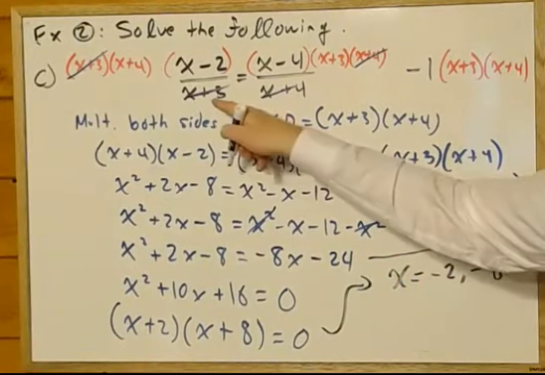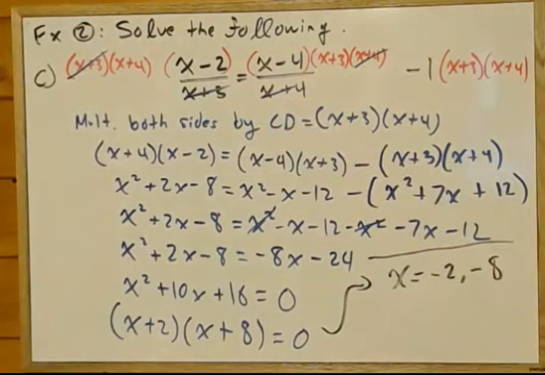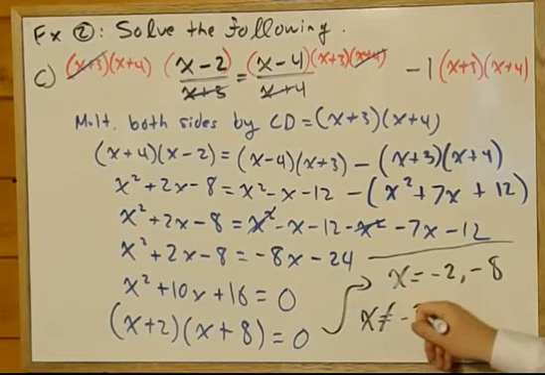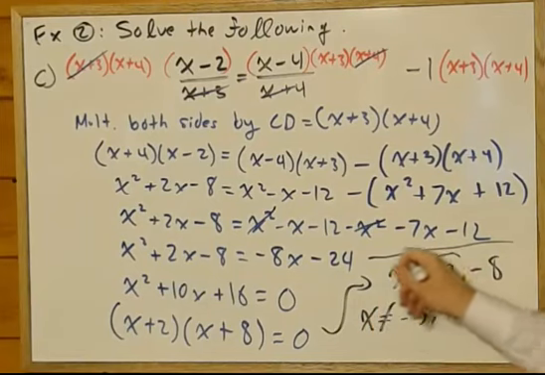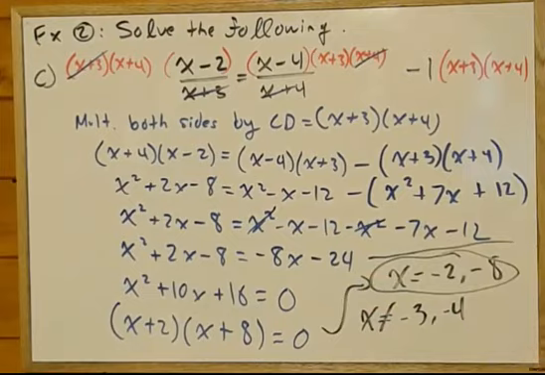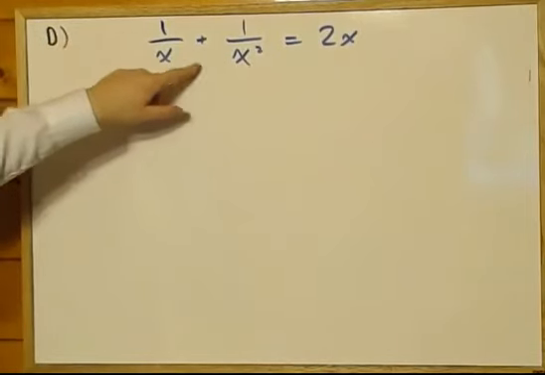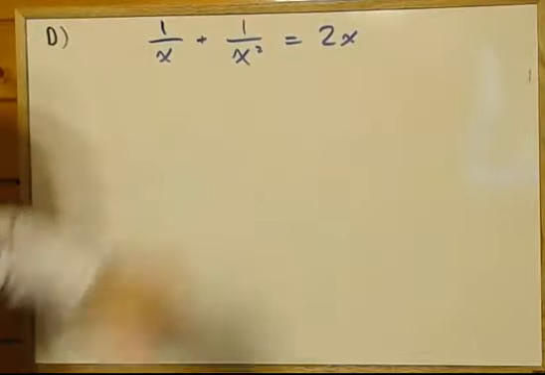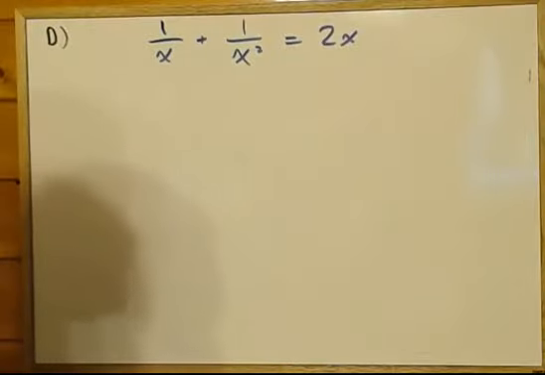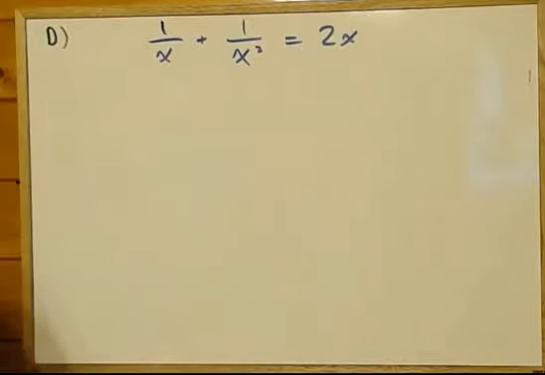And so we do a double check up here to make sure that those were not one of our restrictions. We do note that for our restriction purposes, x cannot equal -3, -4, which means that those will be our solutions. So now we're interested in solving 1 over x plus 1 over x squared is equal to 2x. We're going to employ the same strategy as before by multiplying by a common denominator.